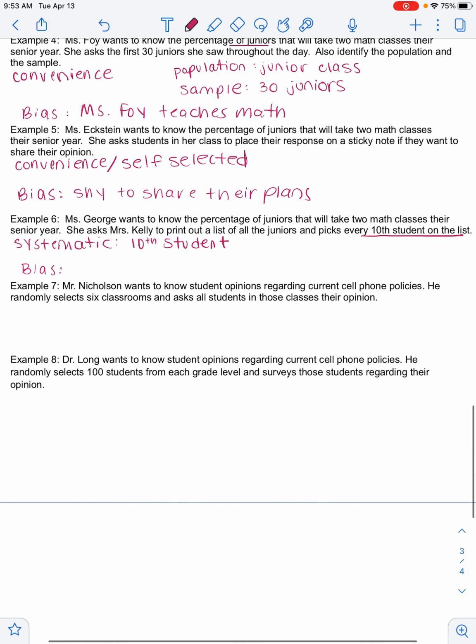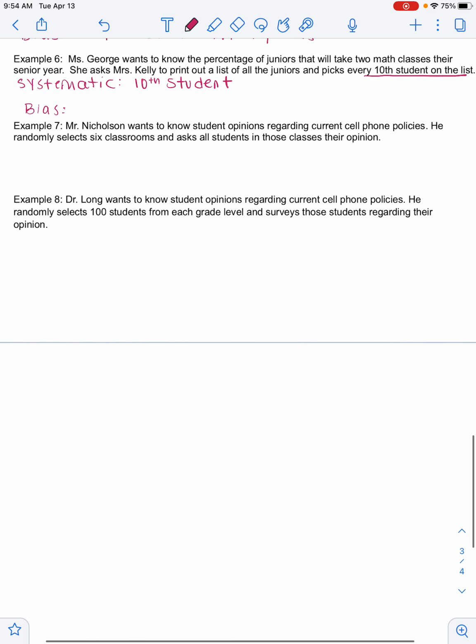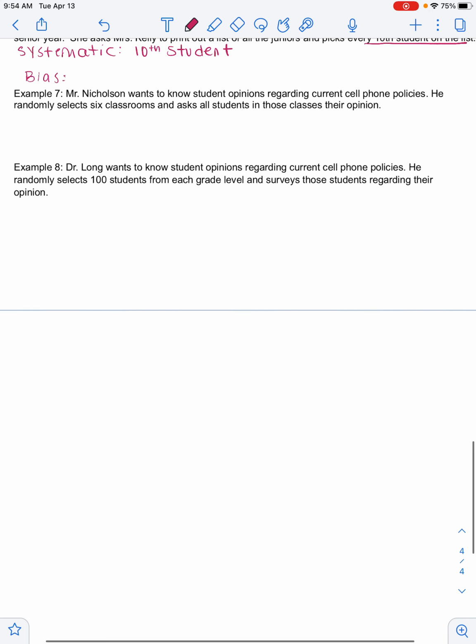In the previous 2 examples, especially in example 5, Miss Eckstein also had a relationship with the students because they were her students. That could also cause a bias. Whereas not every 10th student on the list might know Miss George, and so they might feel more comfortable to just give their answer and walk away. So still potential bias there, but the random sampling does help a lot.